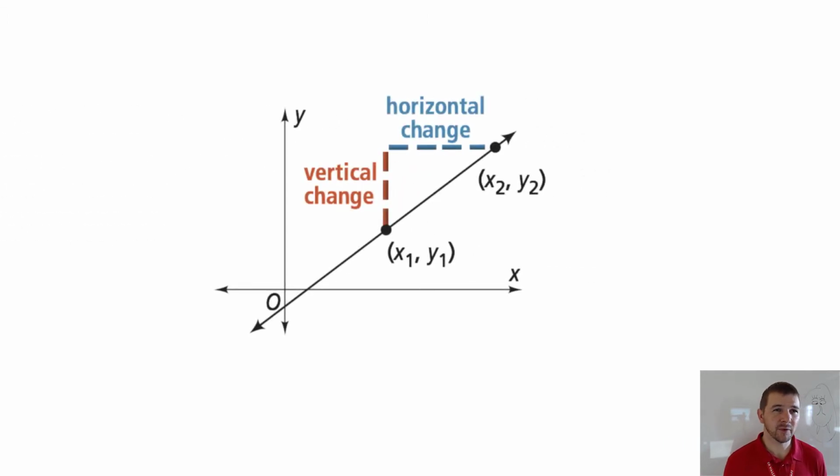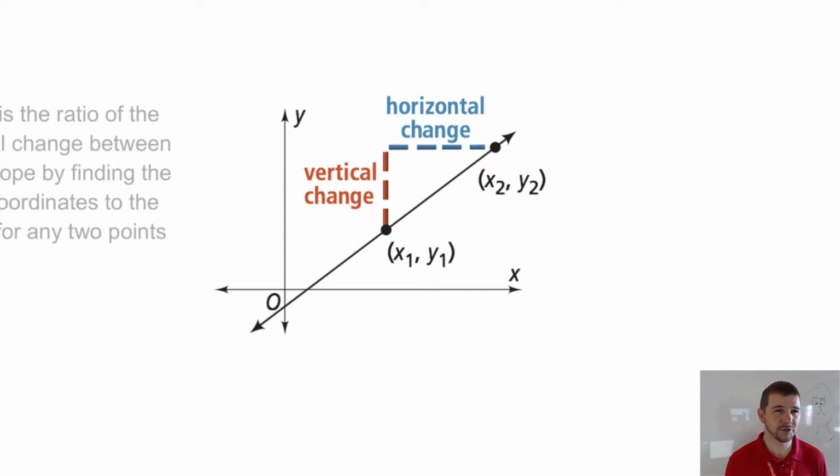Note this diagram. We have a line with 2 points identified, the point x1, y1 and the point x2, y2, and we have vertical change labeled here, so that will be the distance between y1 and y2, and then horizontal change, note that's the distance from x1 to x2.